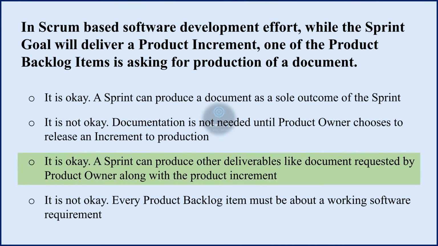And the correct option is the third option. In Scrum, while the primary focus is on delivering a potentially shippable product increment, it is acceptable for a sprint to produce other valuable deliverables, including documentation, if requested by the product owner. So the third option is correct.